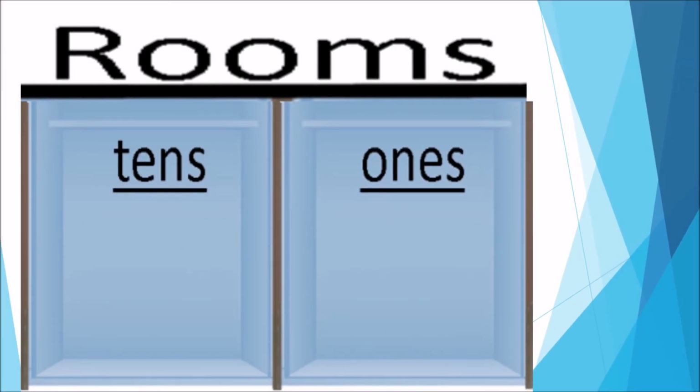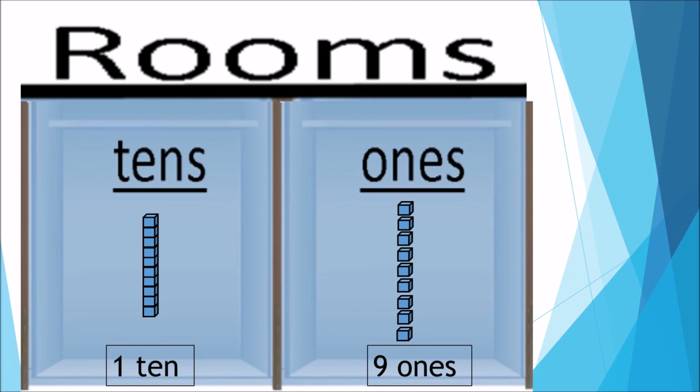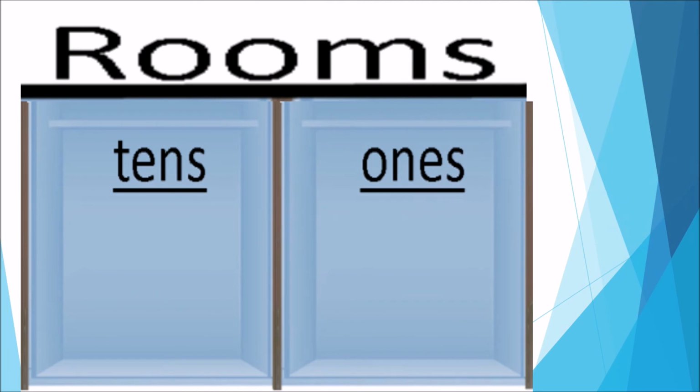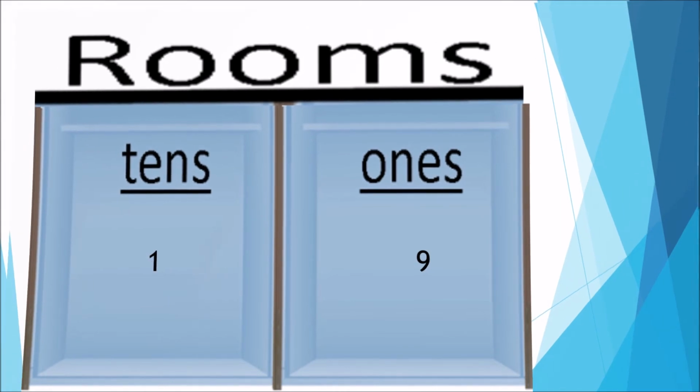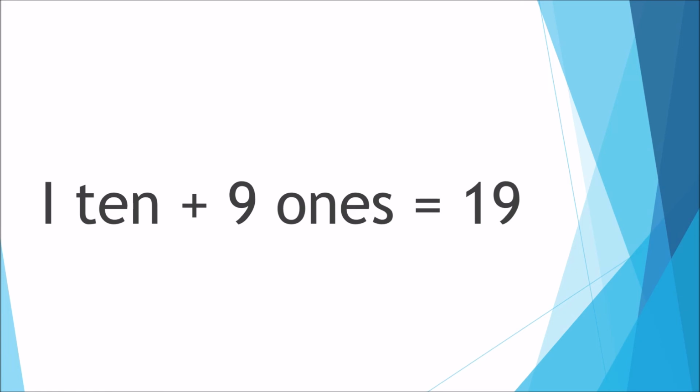Now we will add more blocks and move on. 1 ten and 9 ones. Do you know what that number is? Let's put the digits to represent the blocks. 1 in the tens room, 9 in the ones room. Call that number. 1 ten plus 9 ones equals 19. Very good. That number is 19.